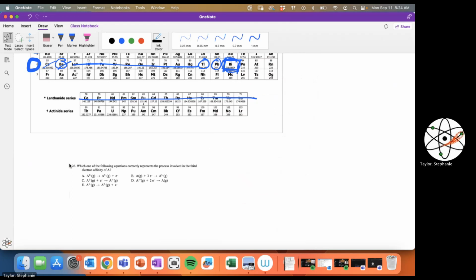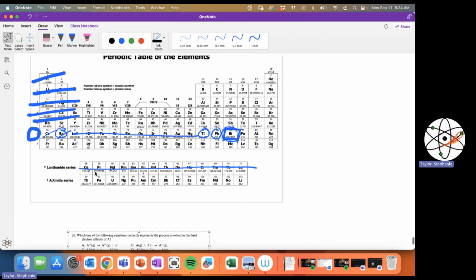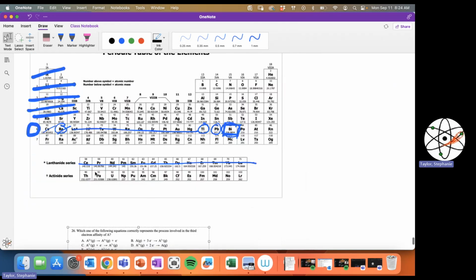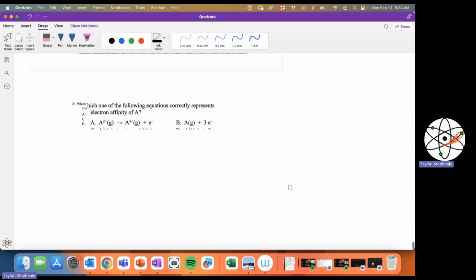There we go. That was me realizing these are too small for you to figure out which one's next. 24, 26, 28, and 30.